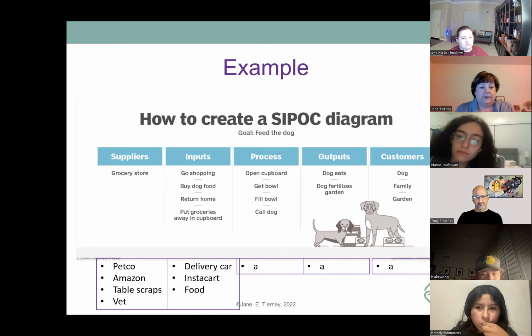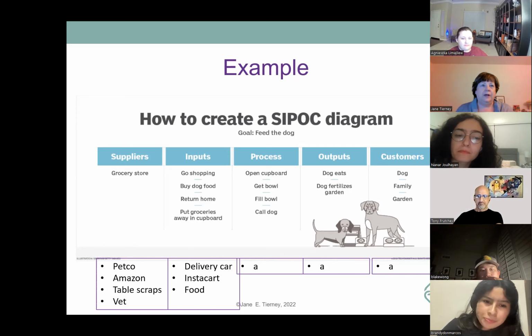And then you go to the next step and say, okay, feed the dog. The process is to open the cupboard, get the bowl, fill the bowl. But if we're going to do this with table scraps, it might be a little different. If we're going to do this with any other dog food that we get, whether it's from Petco, Amazon, or the vet, it's probably going to be the same thing. Open the cupboard, get the bowl, fill the bowl. Unless you want to go to what I've seen on TV lately, which is go to the refrigerator or something like that and get the dog the fresh stuff. Does this make sense?